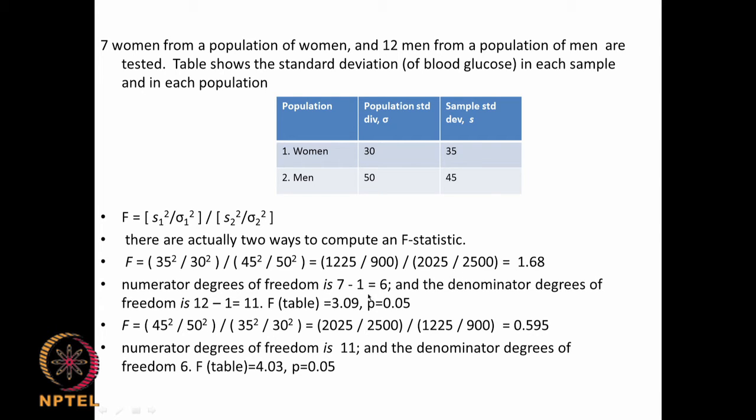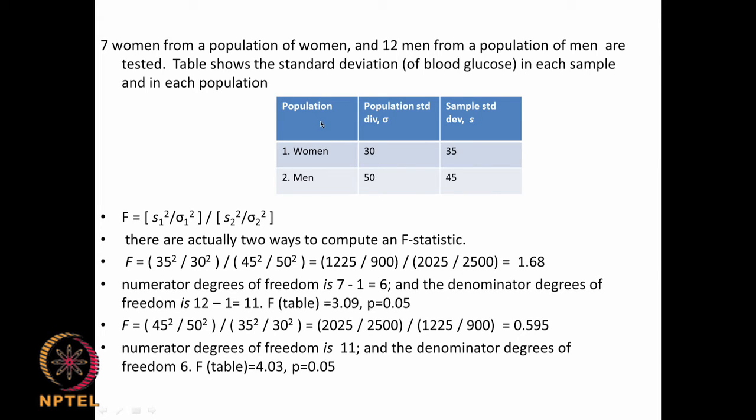So, I compare 3.09 with 1.68, so I cannot reject the null hypothesis because the F calculated is lower than the table F. And if I put the men variance on the top, then I will get 0.595, this is the calculated F value and the table F value is 4.03. So, I cannot reject the null hypothesis. So, either way I cannot reject the null hypothesis.